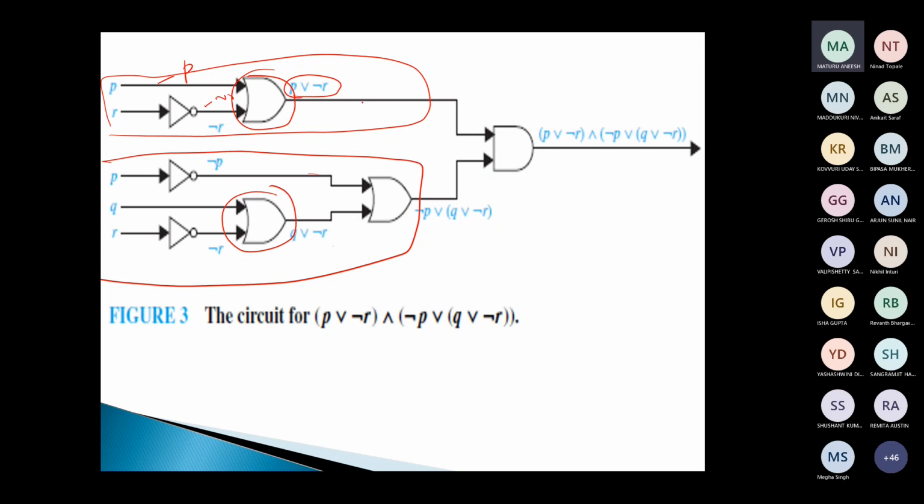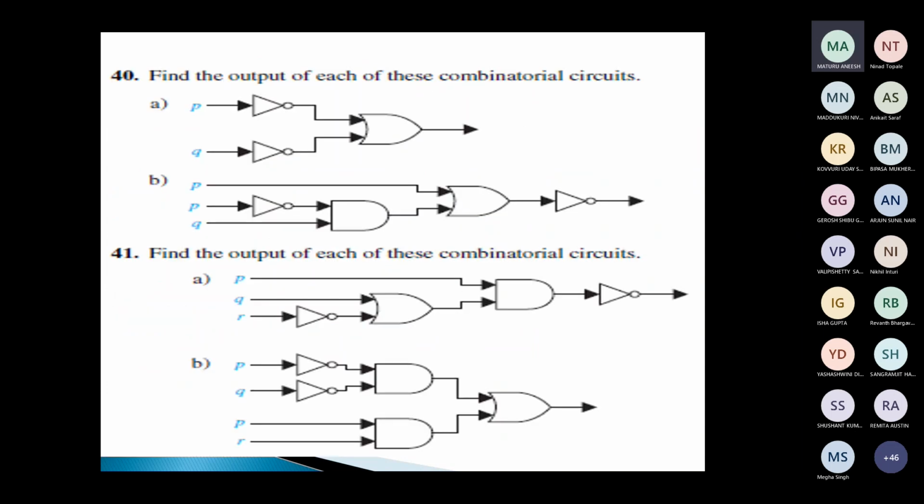So there are two outputs. One is this one, the other is this one, and both are connected using an AND gate. Right? So can you find the output of question number 40? Can you do that now? Yes, take two to three minutes and then tell me. Slowly do it.